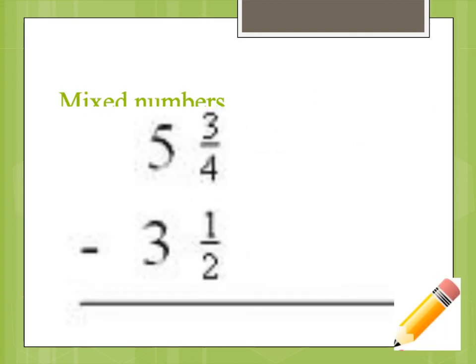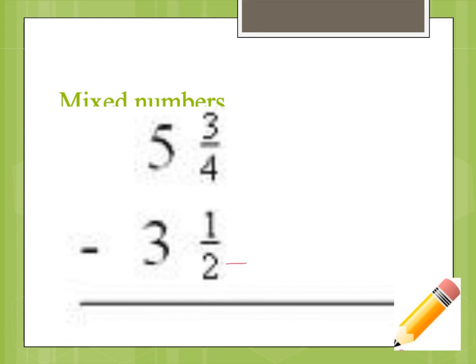Alright, so I know what you're thinking. Well, what about mixed numbers? I learned how to subtract with mixed numbers yesterday, but what if they don't have the same denominator in the fraction? It's the same thing. All you have to do is find the lowest common denominator for the fractions. So in this problem here, I have 5 3/4 minus 3 1/2. Okay, so what is the least common product that these two things have in common, 4 and 2?